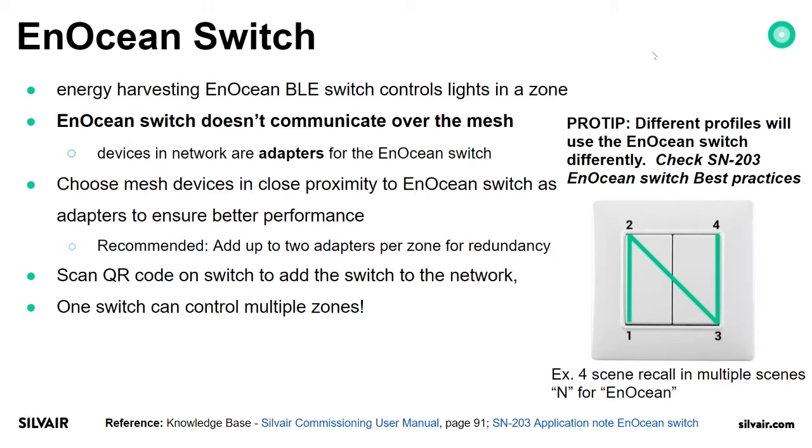An Ocean switch. This is a very important part of any room. Energy harvesting, an Ocean Bluetooth-enabled switch controls lights in a zone. An Ocean switch doesn't communicate over the mesh. Devices in the network are adapters for the Ocean switch.